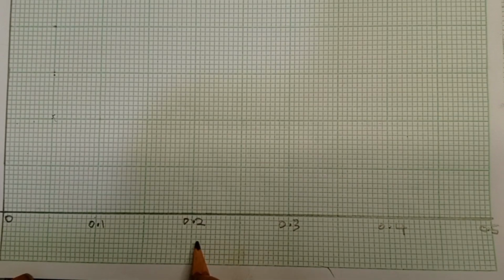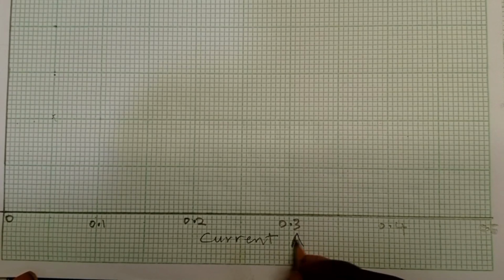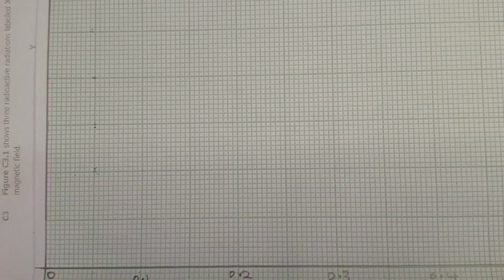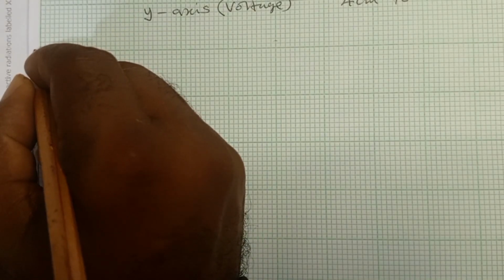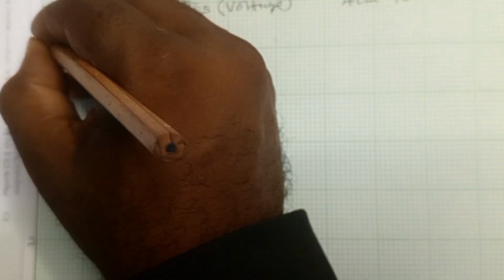So I will say current. You need to label the axis current in amps. Then for the y-axis, we are saying 4 centimeters to 1 unit. So 2 centimeters, 4 centimeters, that is where our 1 will be. 2 centimeters, 4 centimeters, that is where our 2 will be. 2 centimeters, 4 centimeters, that is where our 3 will be. 2 centimeters, 4 centimeters, that is where our 4 will be. 4 centimeters, that is where our 5 will be. So this is voltage.